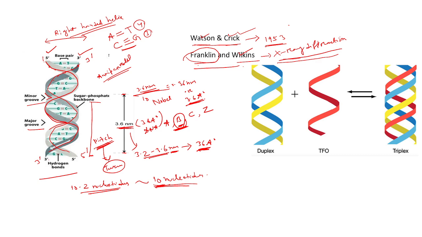Okay. So the diameter of the double stranded DNA is 20 angstrom, or 2 nanometer. Nanometer is 10 to the power minus 9. Angstrom is 10 to the power minus 10. So either 20 angstrom or 2 nanometer is the diameter of double stranded DNA.